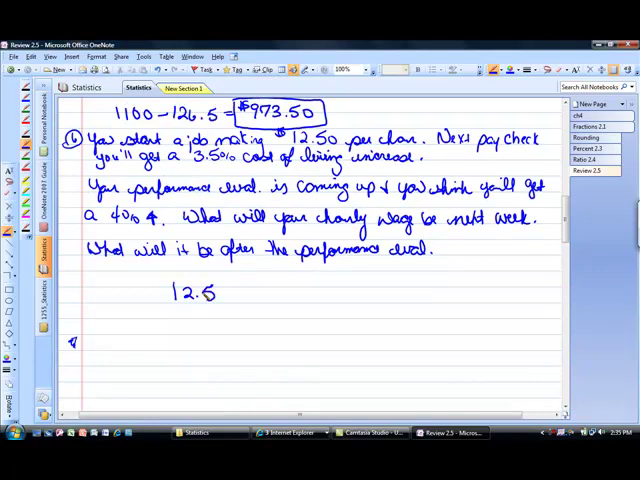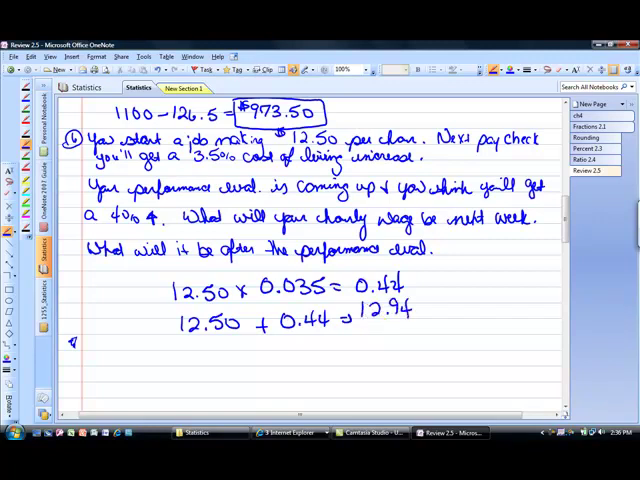So 1250 times 0.035 equals 0.44. Then we're going to add 1250 plus 0.44, and that will give us 12.94. So that's what we're going to be making at the end of the week, $12.94.